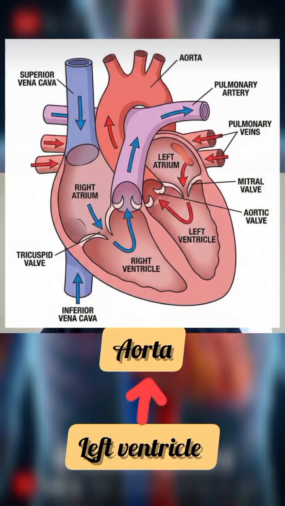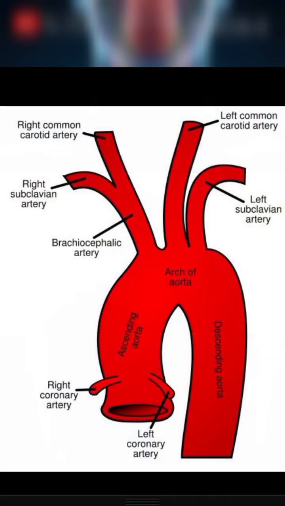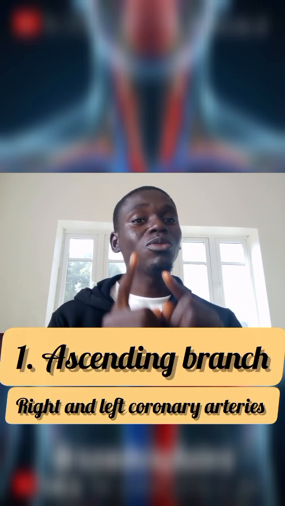Now the aorta has three parts. The first is called the ascending aorta, and that ascending aorta gives off the coronary arteries, the right and left coronary arteries. Those are the ones that supply your heart.